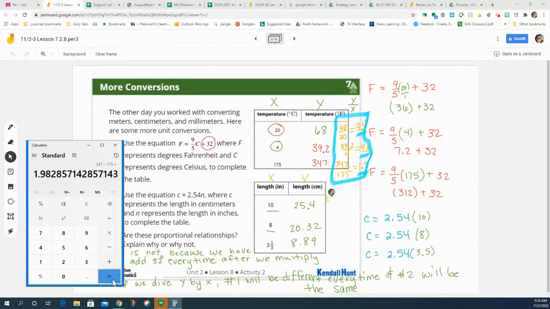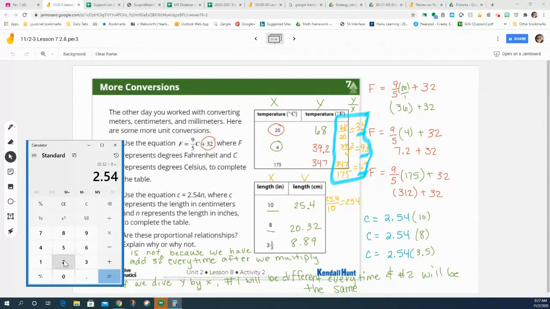Okay, if we go to the other column down below and we take our y and divide it by our x, 5.4 divided by 10, and 0.32 divided by 8.